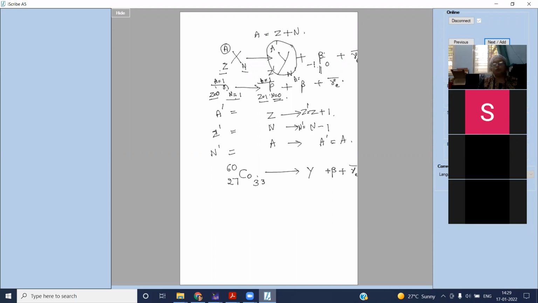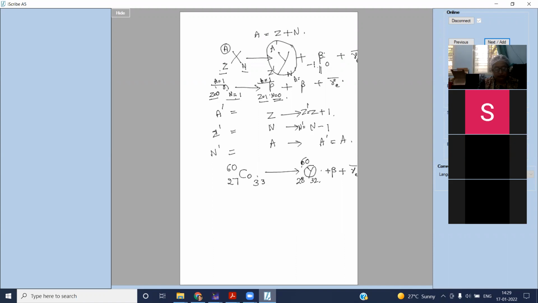It doesn't lose nuclear mass because an electron is emitted. Nuclear mass remains the same, correct? So what should I write on top? 60, 60 only. And here? 28. 28 and 32. So can you check what is the atomic number 28 nucleus?